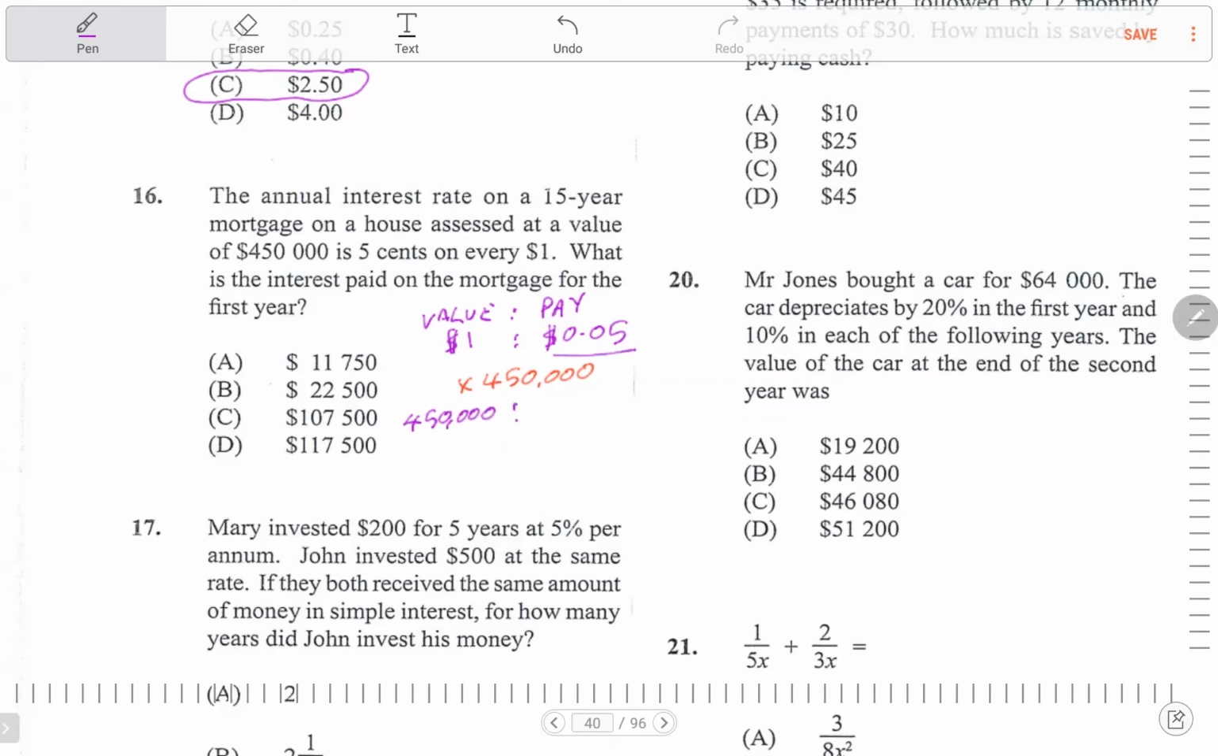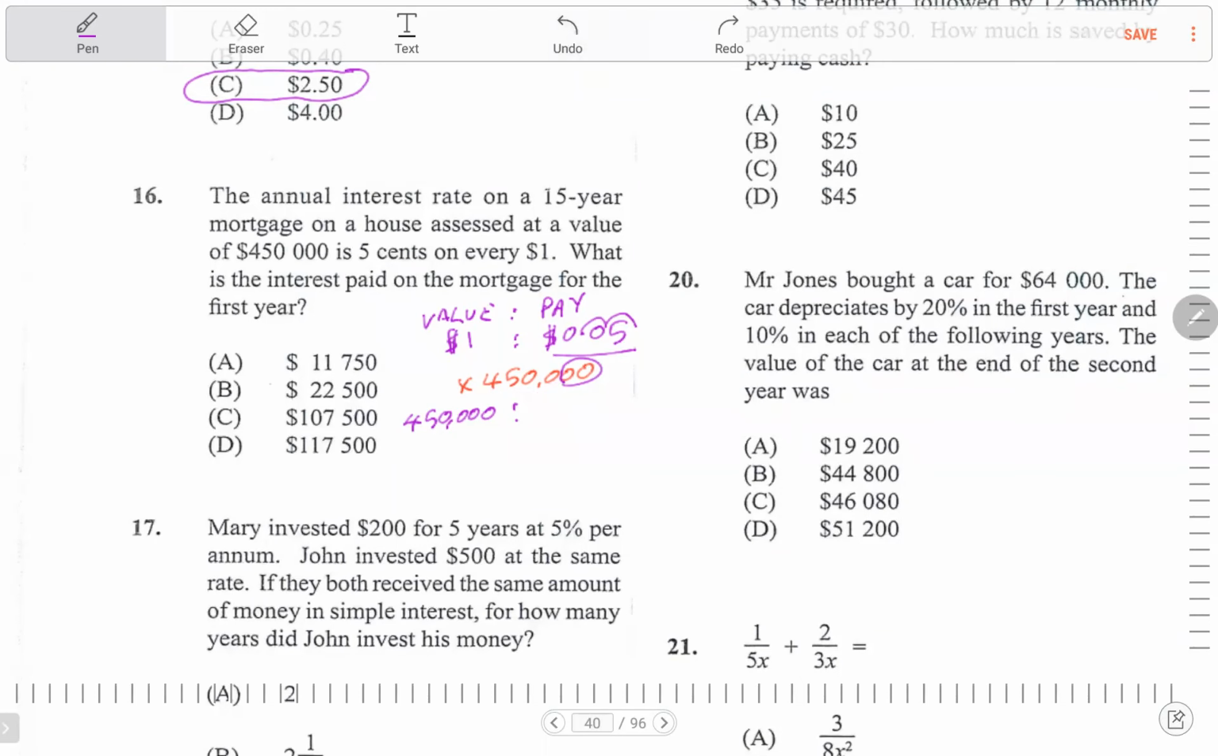And then over here now you're doing the 0.05 times the 450,000. So what will happen is that these two zeros will move the decimal point here first, and it will become 5. And you're basically doing 5 times this. You can actually estimate, 5 times 4,000 is 20,000, and then 5 times 50 is 2,500. So let me break it down for you.